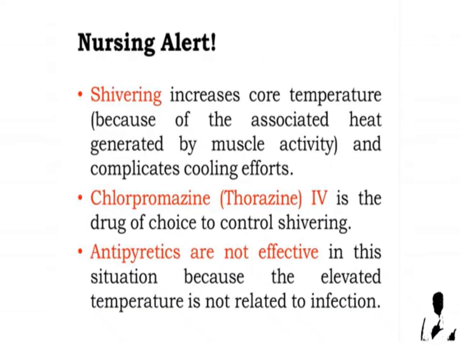Take note. Closely monitor the patient's temperature and control shivering. Shivering increases core temperature because of the associated heat generated by muscle activity and complicates cooling efforts. Chlorpromazine, Thorazine, IV is the drug of choice to control shivering. Antipyretics are not effective in this situation because the elevated temperature is not related to infection.